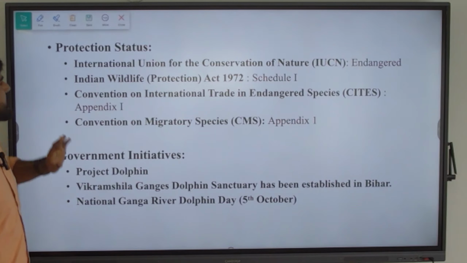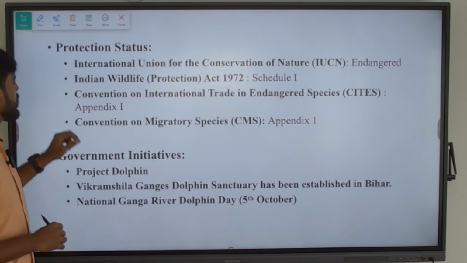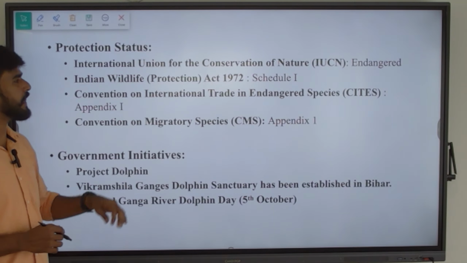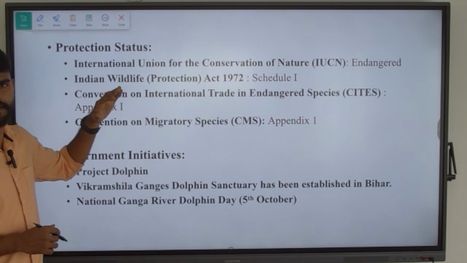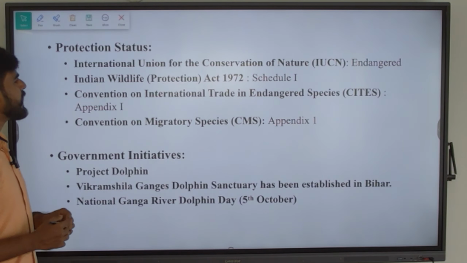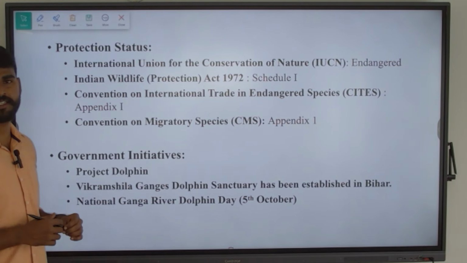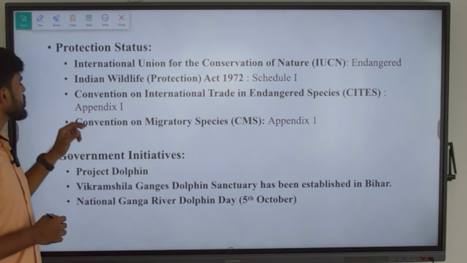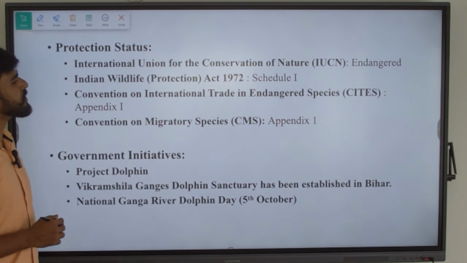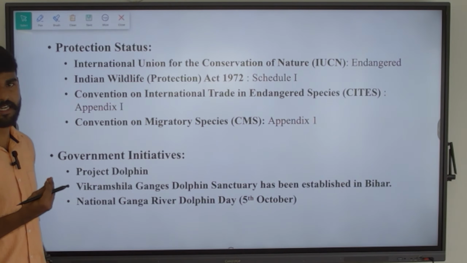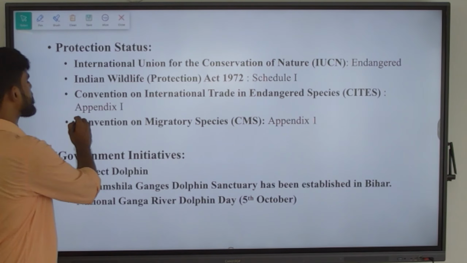What is its protection status? Under IUCN, that is International Union for Conservation of Nature, they are under the endangered category. So they are endangered species. Next, under the Indian Wildlife Protection Act of 1972, they are placed under Schedule 1. Next, under the Convention on International Trade in Endangered Species of Wild Flora and Fauna, that is CITES, they are in Appendix 1.